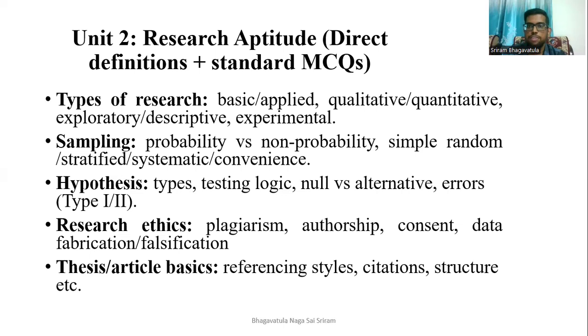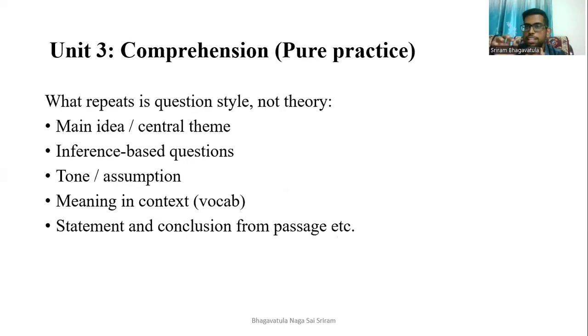Next, the next one is related to unit 3. This is comprehension. This is the easiest part with regard to paper 1. That means a passage will be given and some questions will be given. What repeats is the question style and not the theory. The same concept won't be given again, but what topics will be given is based on that passage only.